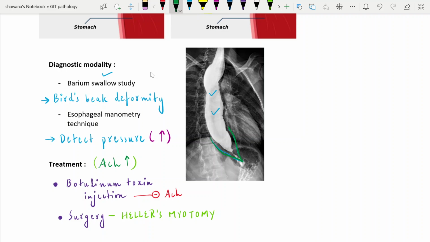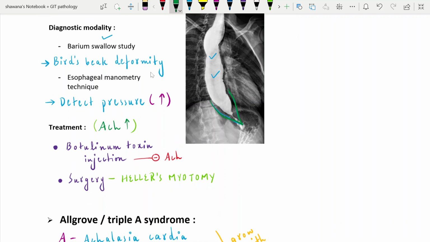The second is the esophageal manometry technique, in which we estimate the pressure inside the esophagus. And what would you expect, would the pressure be low or high? The pressure would obviously be high because the contents are trapped here.